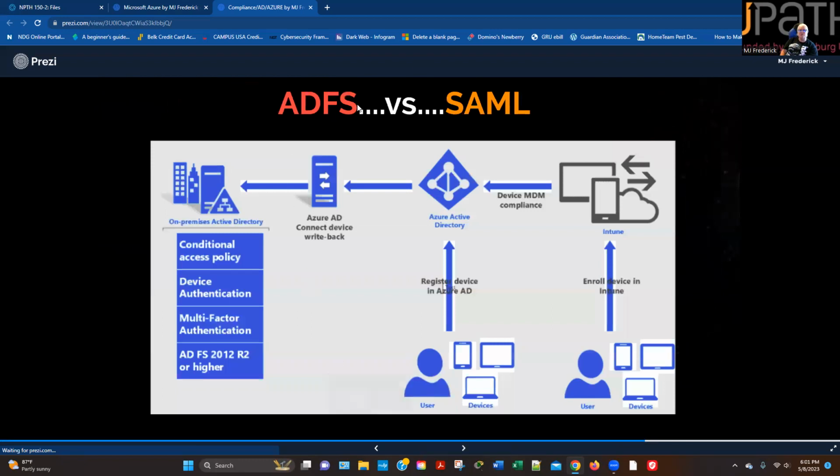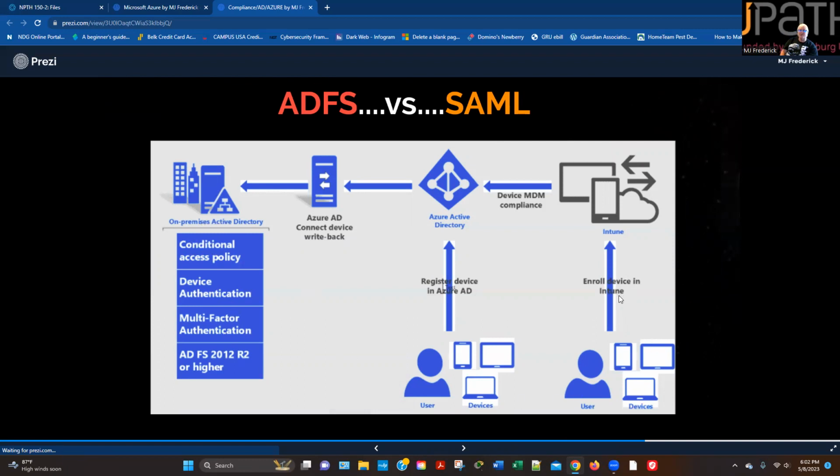Now, what's the difference between ADFS and SAML? Okay, well, we see here we've got on-premises Active Directory, conditional access policy, device authentication, and multi-factor authentication, and so on. Right here, we see we've got our user devices.